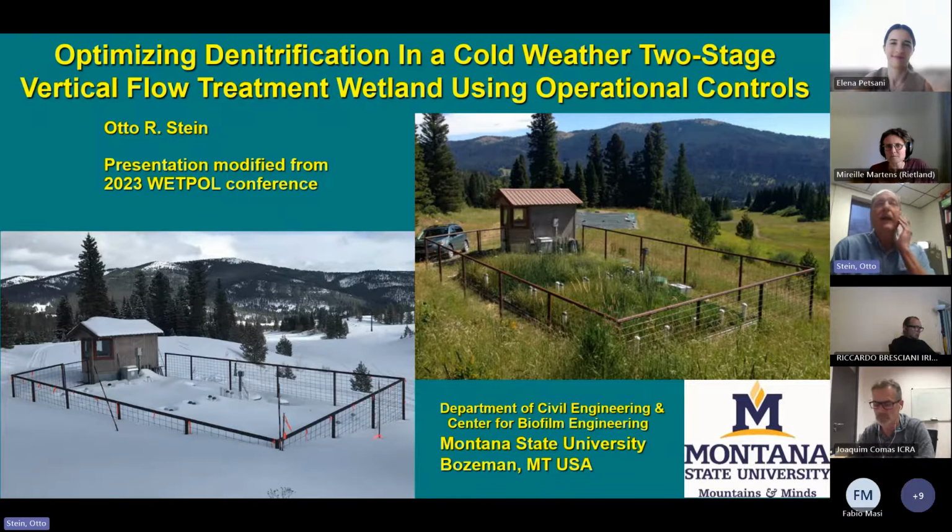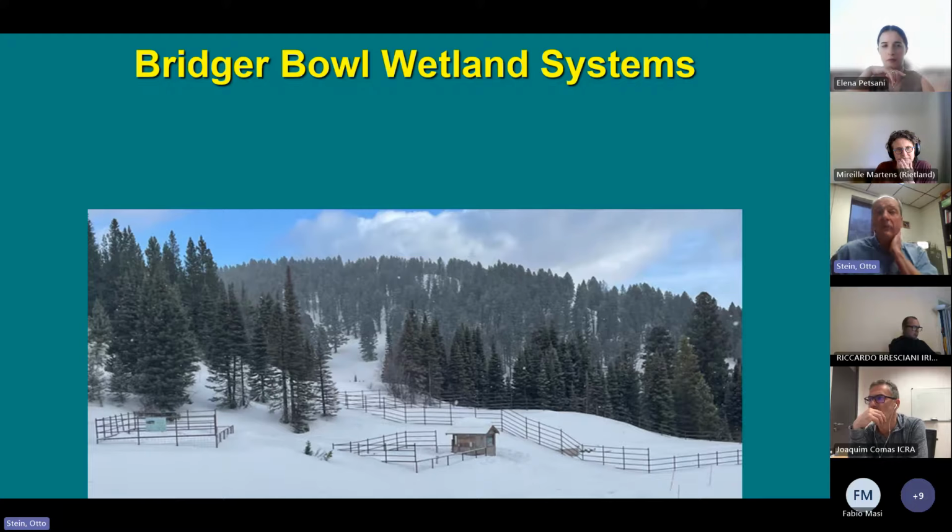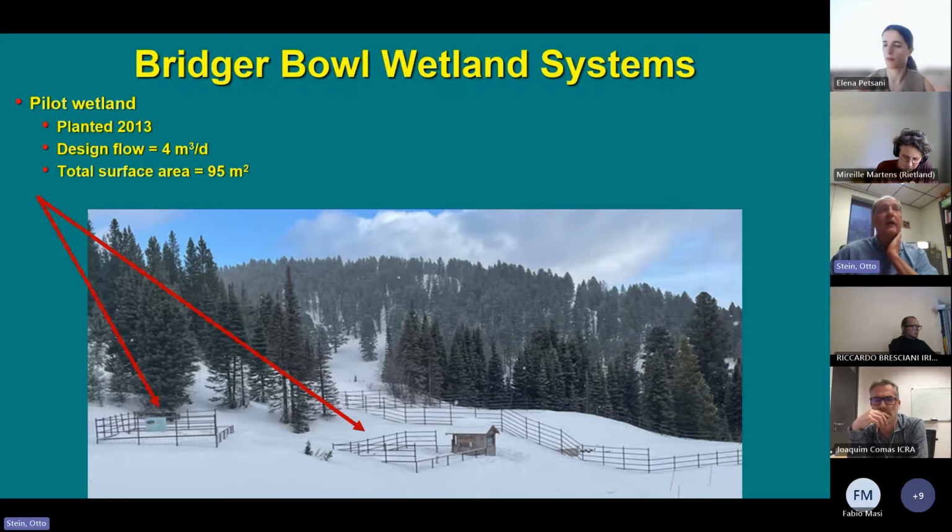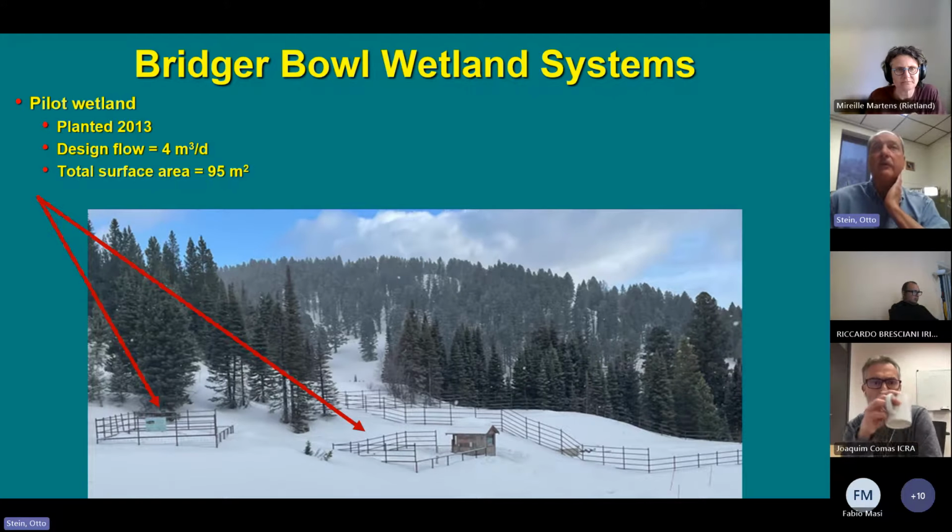All right. Well, first off, I have to admit that if you were at the Wetpol conference in Bruges, you may have seen this before, but I wanted to talk about what we have done at the Bridger system to try to increase denitrification and total nitrogen removal. We have two systems at the Bridger Bowl ski resort, which is just outside Bozeman here. We have the pilot wetland, which was planted in 2013. We had a design flow of 4 cubic meters a day with a surface area of 95 square meters.